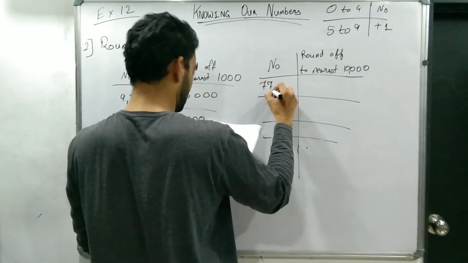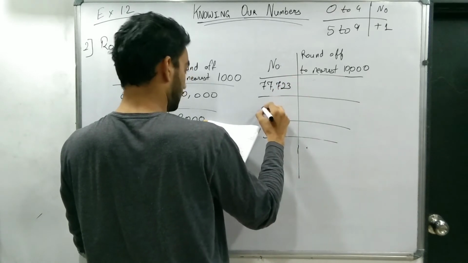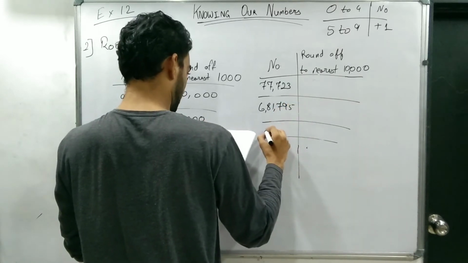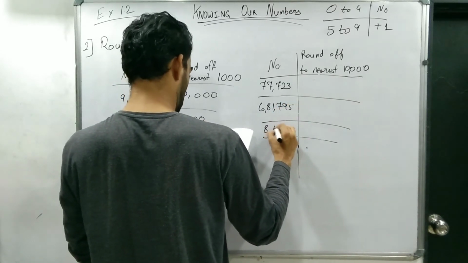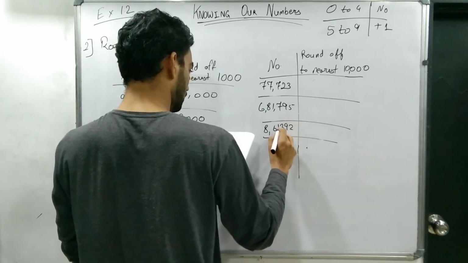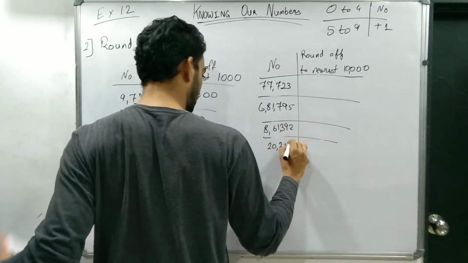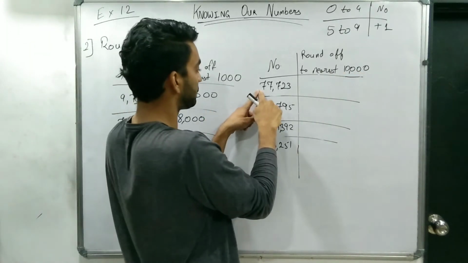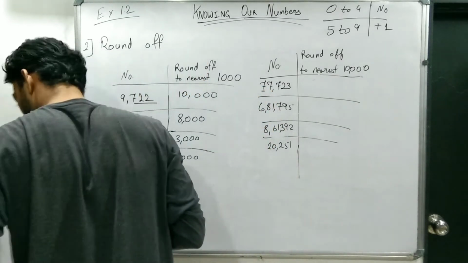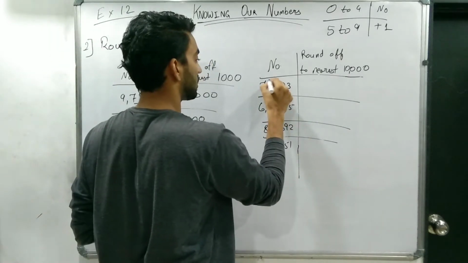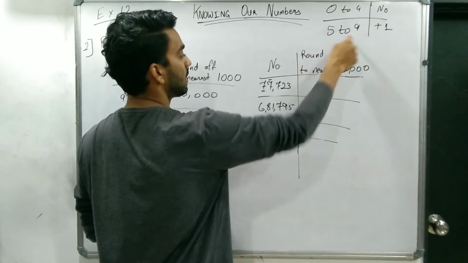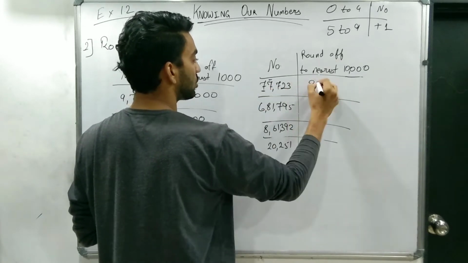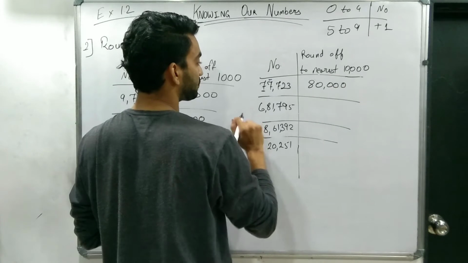And the numbers we have: 77,723, 6,81,795, 8,61,392 and 20,251. We have to round off to nearest 10,000. So 10,000's place is this. Next digit is this. That is in the second group, so 1 will be added here. So this will become 7 plus 1, 8. The rest of the digits will become 0.